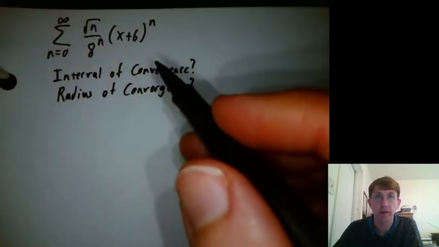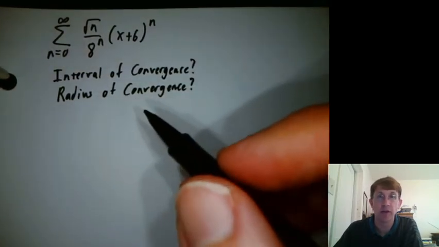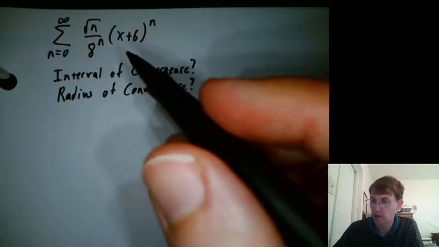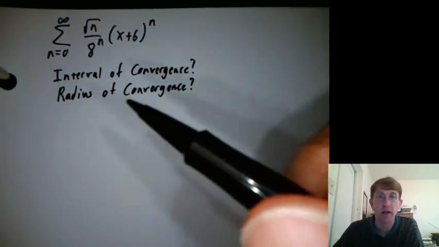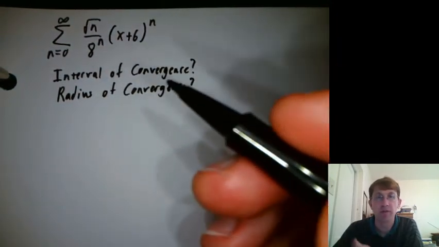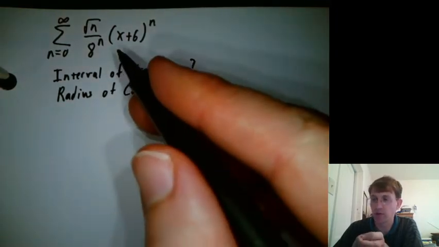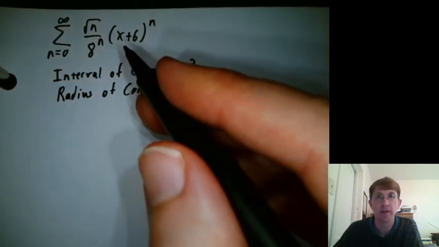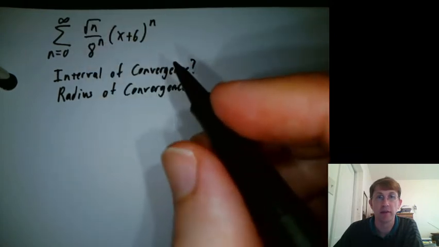Let's do another example problem thinking about the interval of convergence and radius of convergence. So here's a reasonable kind of power series, I guess. How are we going to find the interval of convergence, the radius of convergence? What set of x values make this infinite sum converge?